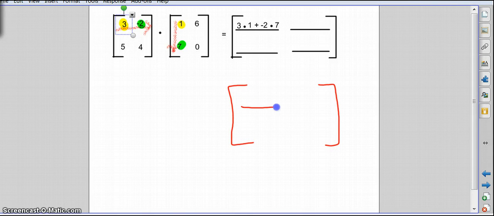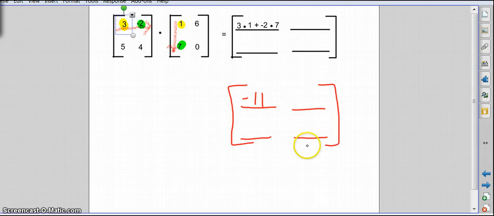So let me put that and now start putting my final matrix here. In this first row, first column, I have 3 times 1, which is 3, plus negative 2 times 7. Negative 2 times 7 is negative 14. 3 plus negative 14, I'm going to get negative 11 in my first spot right there. So let me put some spaces for my other 3 remaining spots.